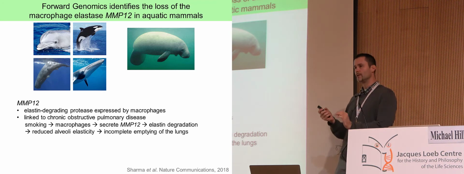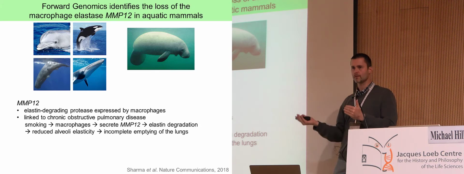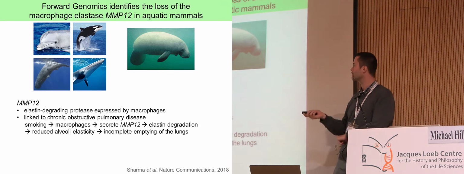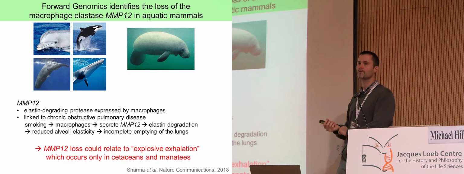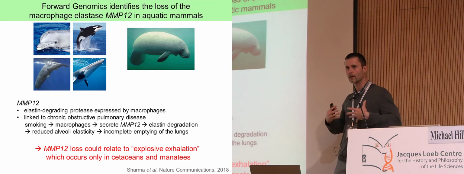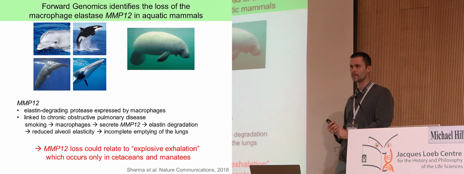Okay? So you would assume that if we now lose the gene, we should get some sort of the opposite phenotype. And this is precisely what characterizes these mammals. They have a feature called explosive exhalation, which enables them to empty their entire lung, nearly 90% of the air that's in the lung, in a fraction of the time.